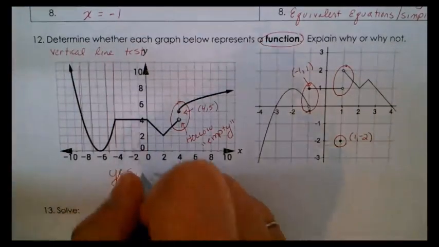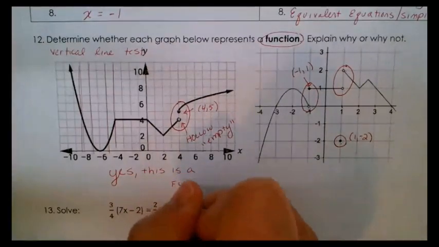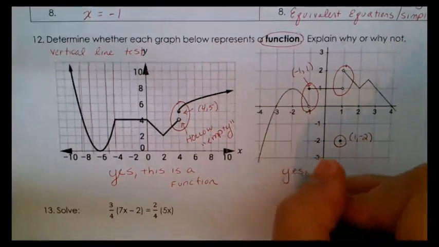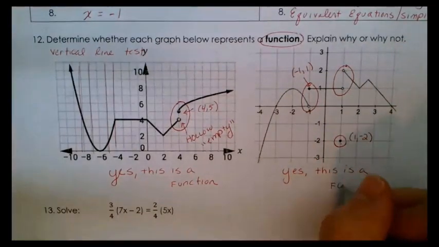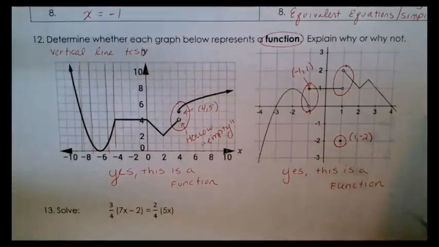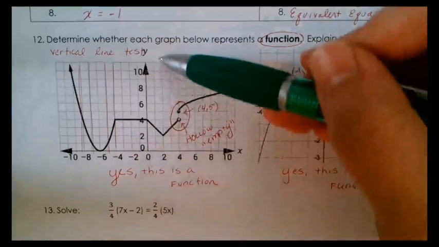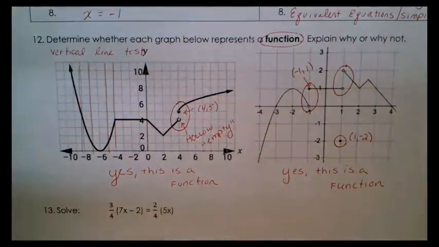Yes, this is a function. Same thing for the second one. Yes, this is a function. So the vertical line test will allow you to check if something's a function. You only want to cross your graph once as you create your vertical lines, because that means there's only one y value that matches up with your x value. Let's move on.